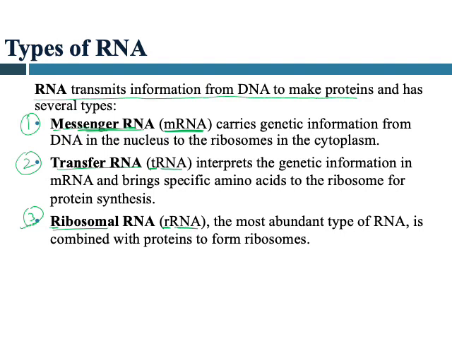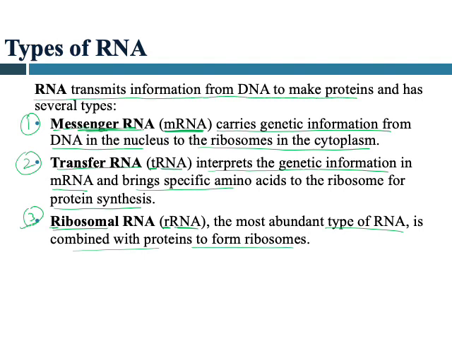Let's talk about what their functions are. Messenger RNA carries genetic information from DNA in the nucleus to the ribosome in the cytoplasm. Transfer RNA interprets the genetic information in the mRNA and brings specific amino acids to the ribosome for protein synthesis. Right. And ribosomal RNA is the most abundant type of RNA and is combined with protein to form the ribosome. Let's talk about these individually so that you can better understand the function of each of them separately.